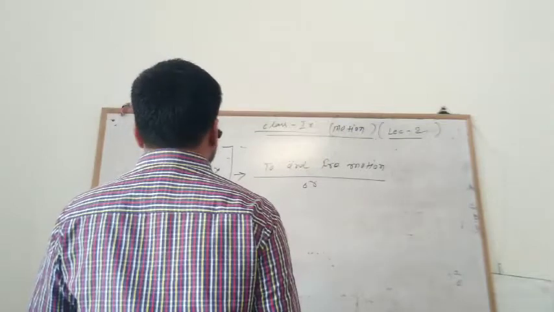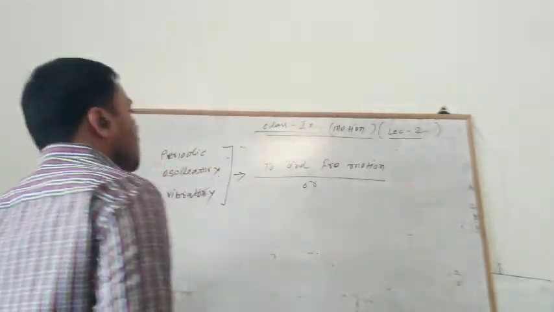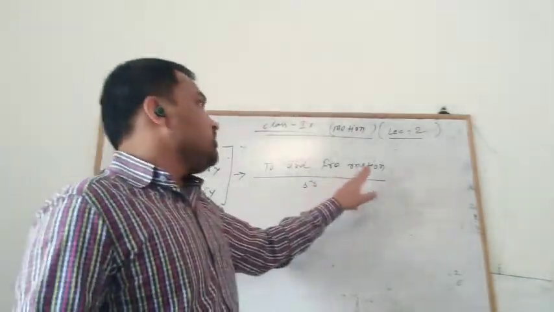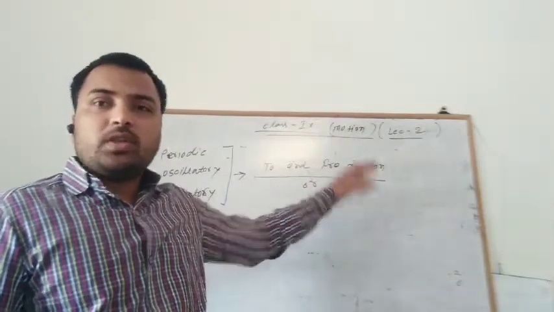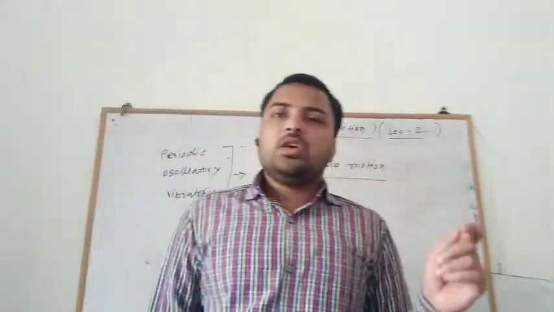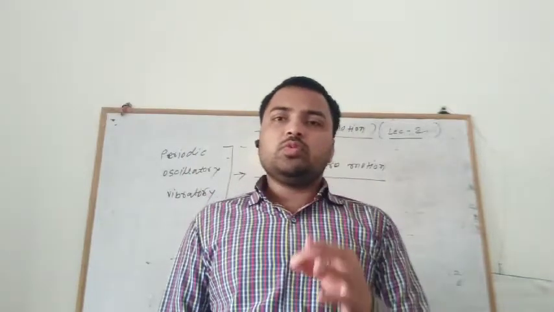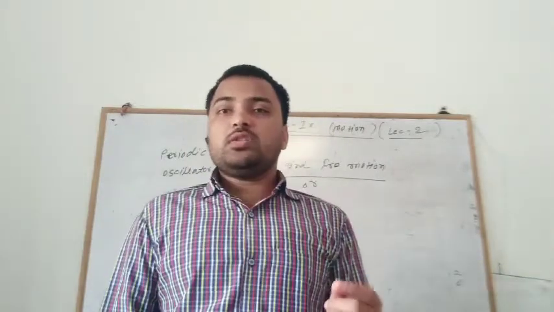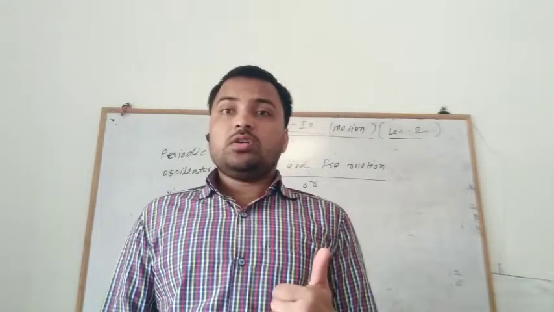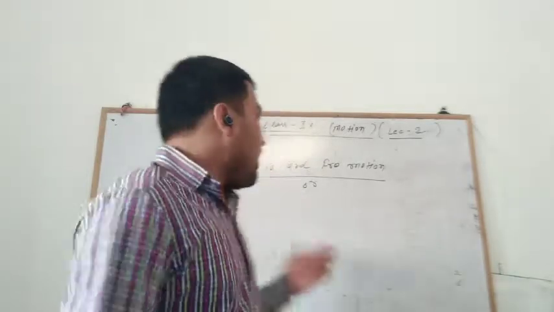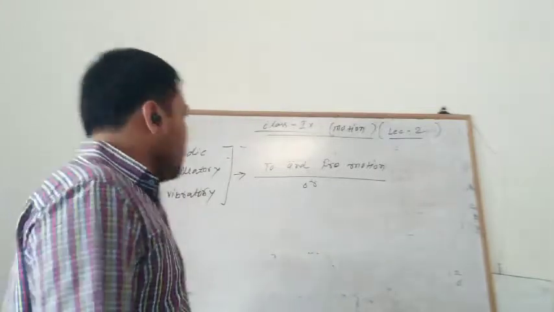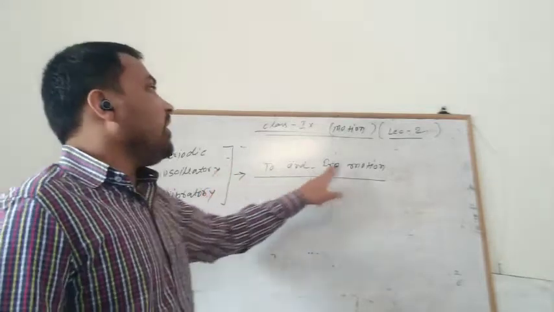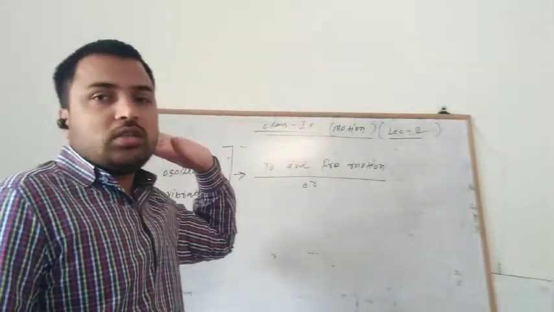Basically, periodic motion, oscillatory motion and vibratory motion have one similarity: they are to and fro motions. Consider the example of a pendulum. When the pendulum moves, it moves continuously in to and fro motion. But is that oscillatory motion, periodic motion or vibratory motion? Oscillatory motion is the to and fro motion of an object. Okay.